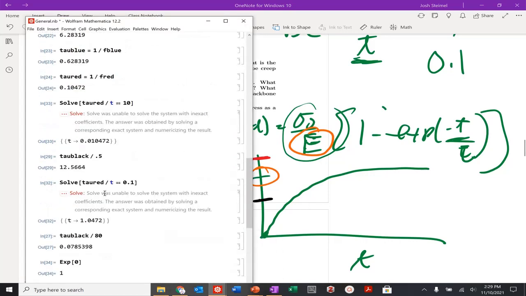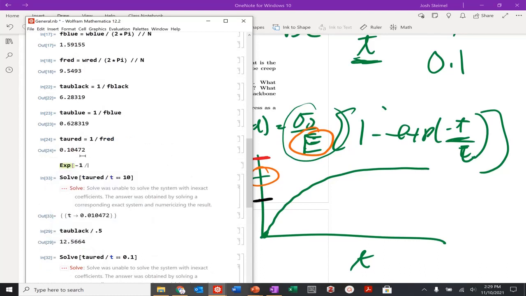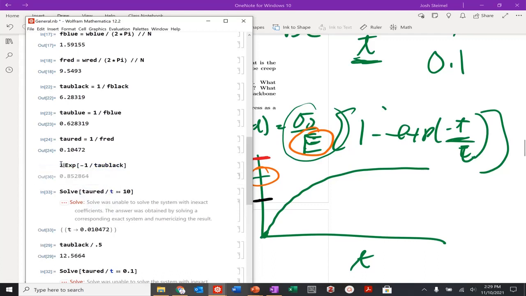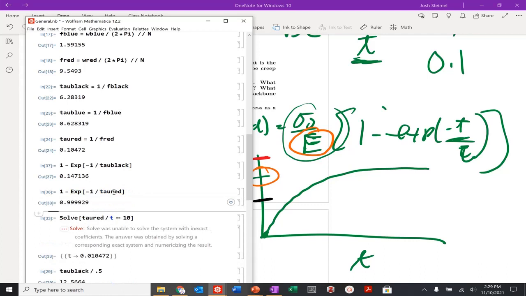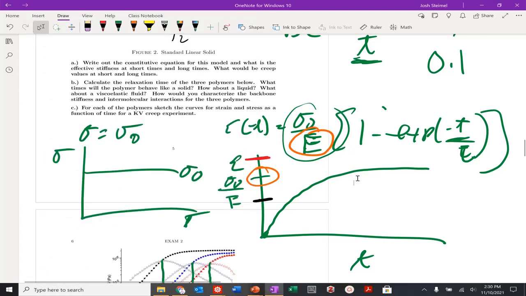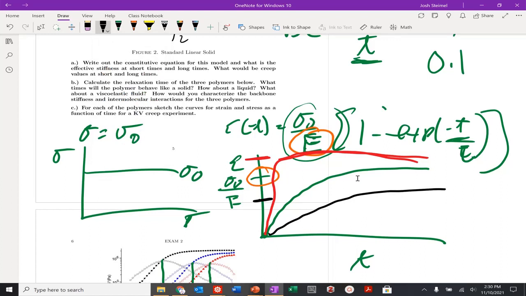So let's look at any given time: exponential minus, let's say time 1 second divided by my tau black. We can look at this 1 minus value, and then we can do the same thing for red. So we actually see quite a bit of a difference, right? It's basically going to be almost 1. So as we see here, our red curve is going to reach that asymptote much quicker. So our red may look like this, asymptote here. Our black curve may take a longer time, with a smaller slope, to reach that value. So longer times.